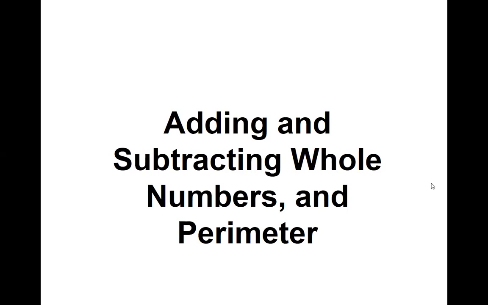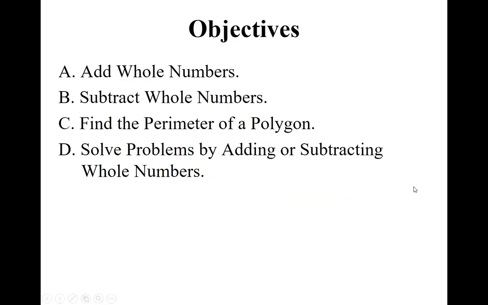The topic is adding and subtracting whole numbers and perimeter. The objectives in this topic are add whole numbers, subtract whole numbers, find the perimeter of a polygon, and solve problems by adding or subtracting whole numbers.